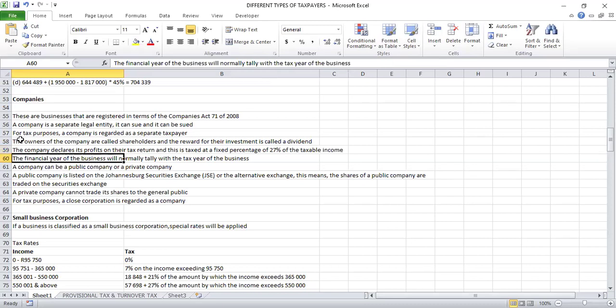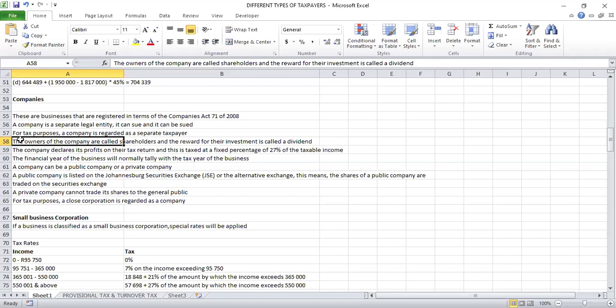When a company declares dividends to the shareholders, they will be required to withhold what is called the dividend tax of 20% if the dividend is payable to individuals. But if they are paying to South African listed companies, there will be no withholding dividend tax, as South African companies are exempt from dividend tax.